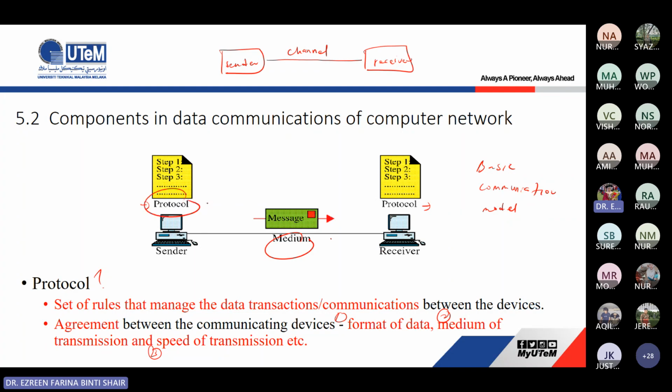So what is protocol in data communication? Protocol is actually the set of rules that manage the data communications, where we have the list of step 1, step 2, and step 3. This is what we call protocols, a set of rules. It is the agreement between the communicating devices. We need to have agreement in terms of the format of data, medium of transmission, and also the speed of transmission.